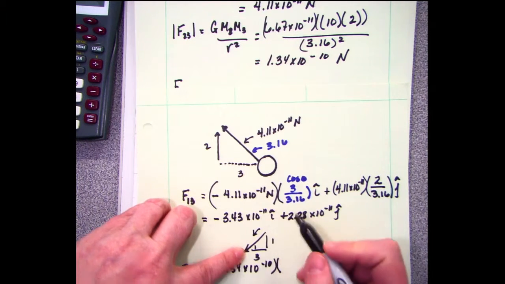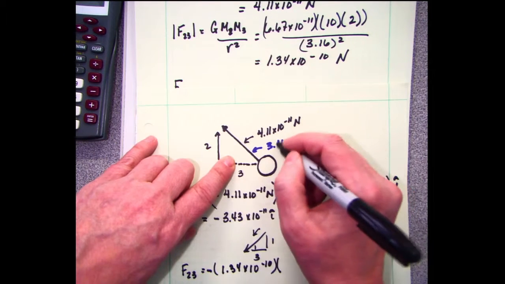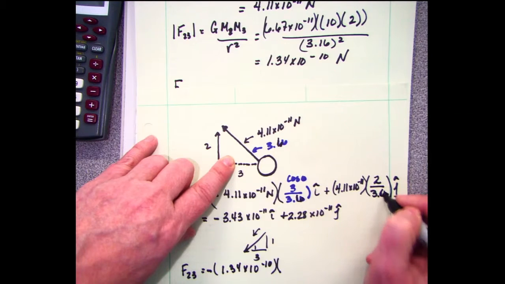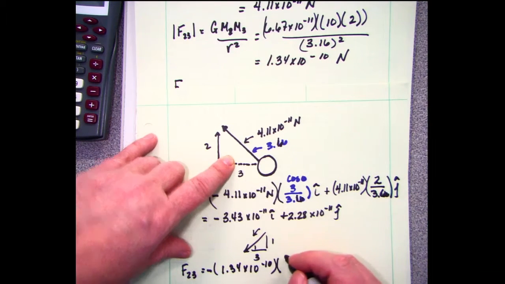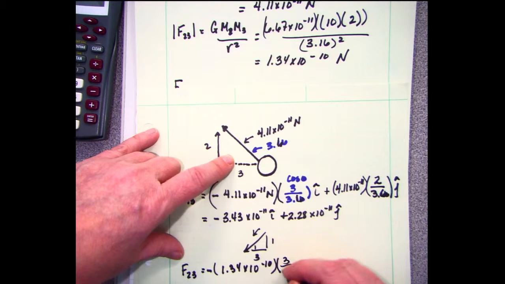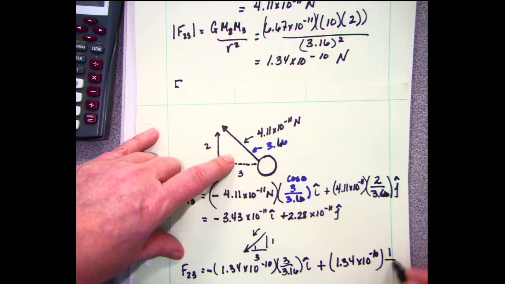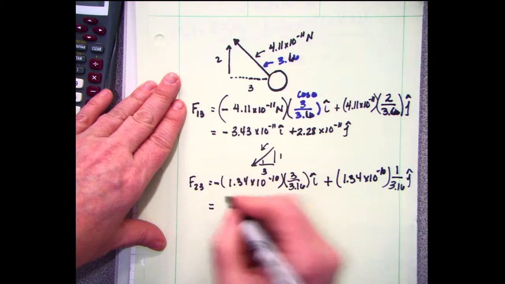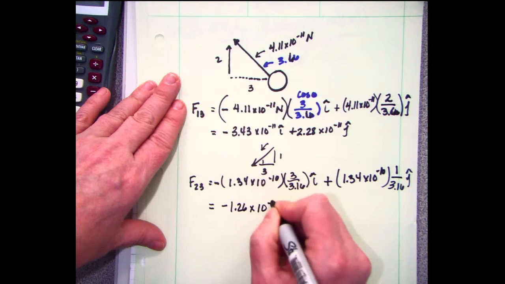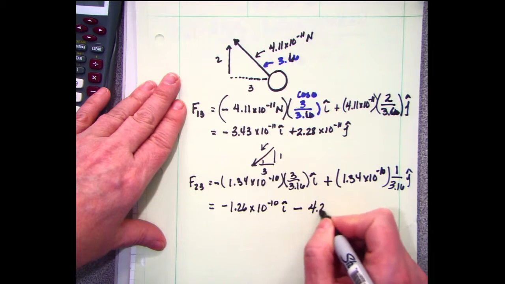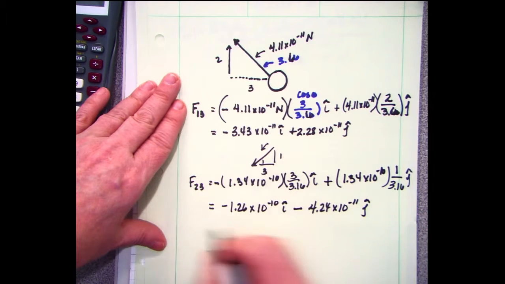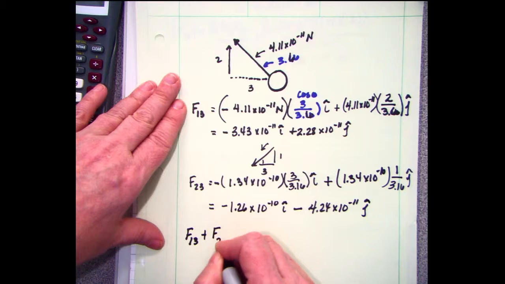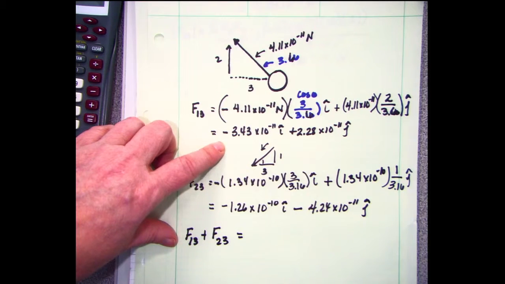So this is my 3 divided by my 3.16 in the i. And then this one is my 1.34 times 10 to the minus 10, and that one's going to be 1 over 3.16 in the j. And that gets me a negative 1.26 times 10 to the minus 10 in the i, minus 4.24 times 10 to the minus 11 in the j. And now I add the vectors. I have to take care of that, sorry, because that's 10 to the minus 10.